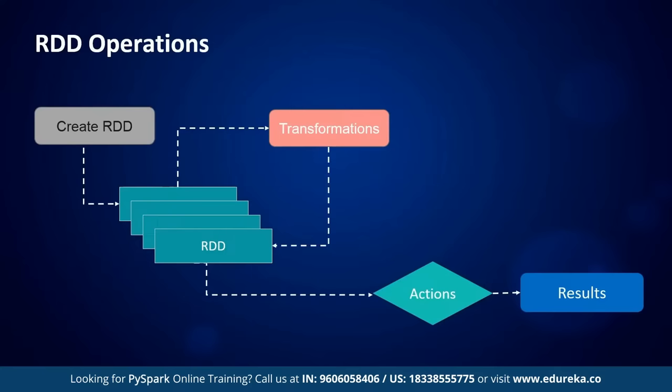Then comes the streaming mode where the program is continuously running. As in, when the data comes, it takes the data and does some transformations and actions on the data and gets some results. So these are the three different workloads that Spark caters to.